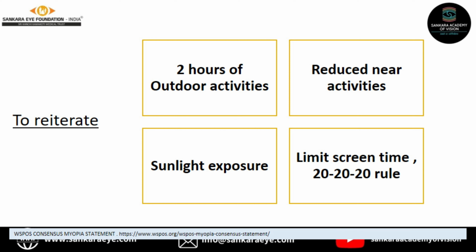Three, increase the sunlight exposure. Four, reduce the screen time and also follow the 20-20-20 rule. That is, every 20 minutes, take a break for 20 seconds and look at something far away for 20 seconds. This becomes very, very important for a child who is looking at screens, and the main thing that children would be doing constantly is reading.